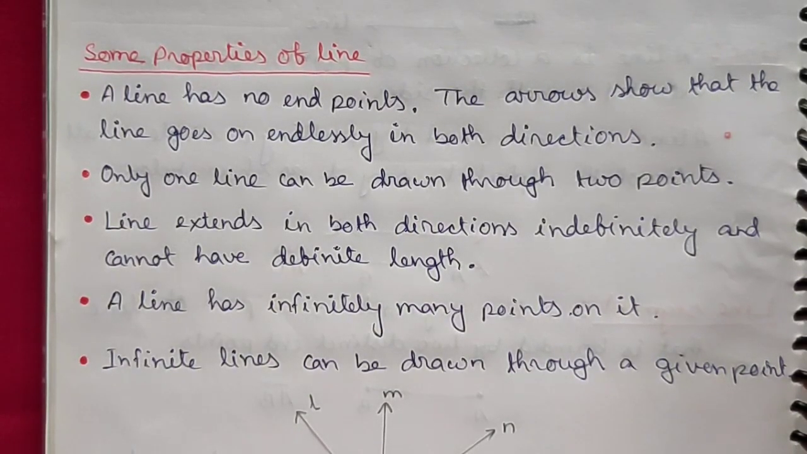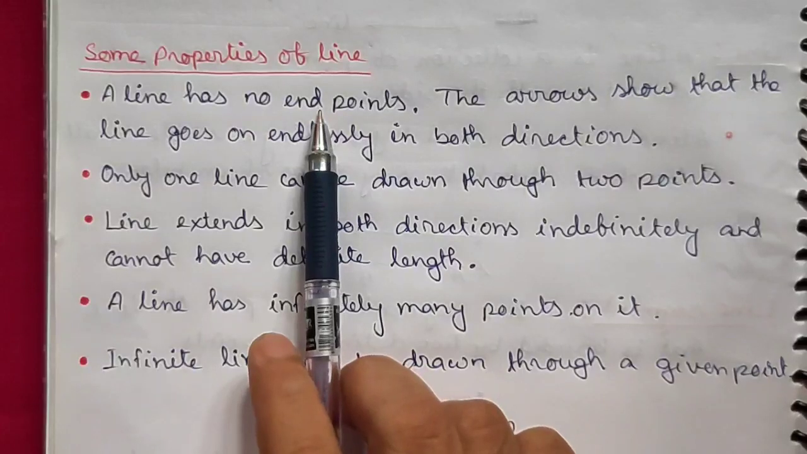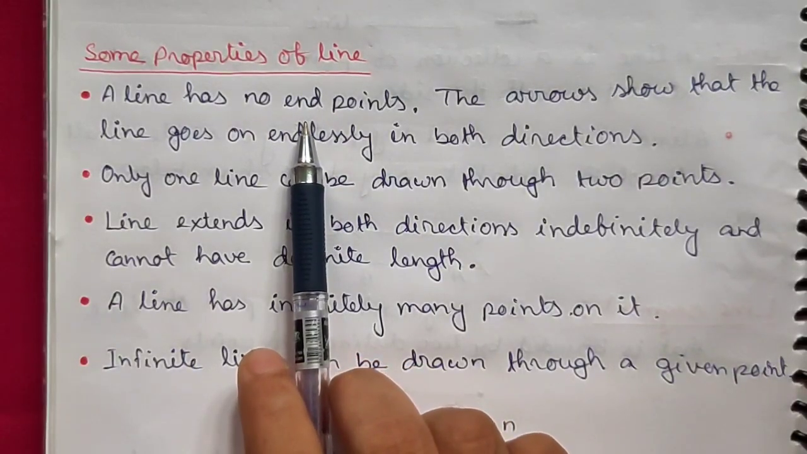See, these characters, good or bad, may change. These are superficial. And those things which never change are called properties. So like this we have some properties of a line. The first one is that a line has no endpoints. Does a line have an endpoint? No, a line has no endpoints.